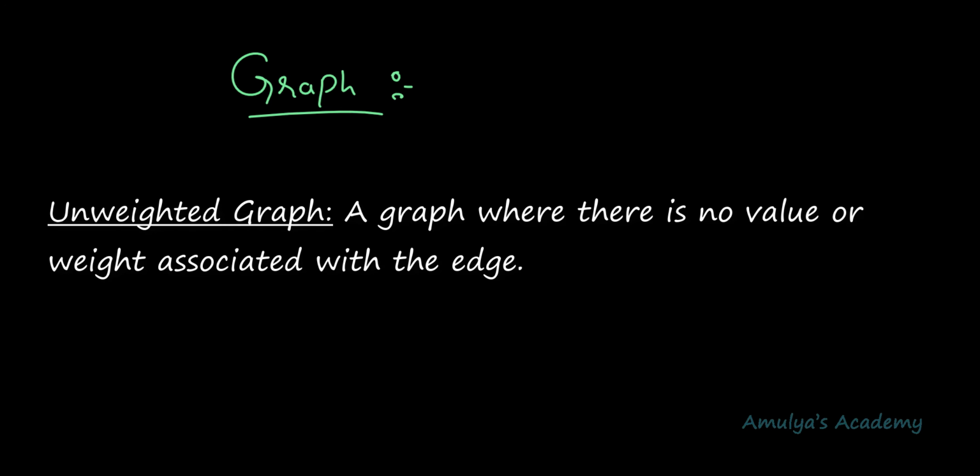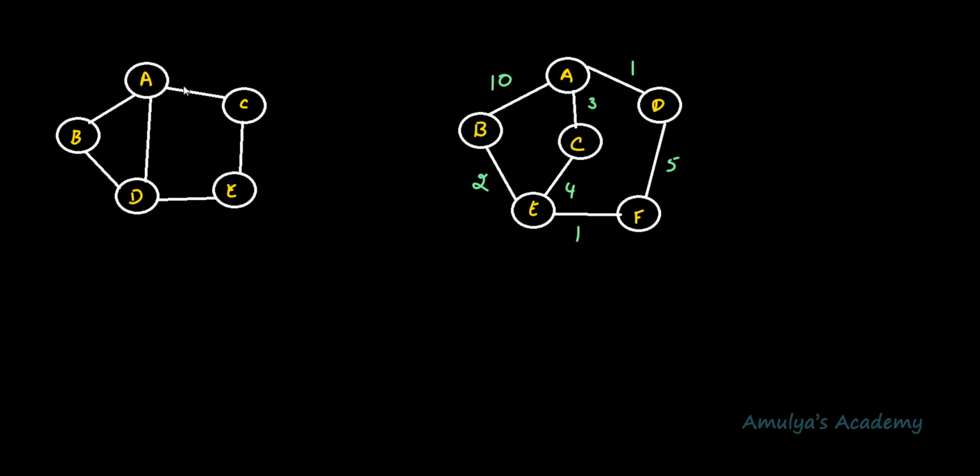So let's see an example. In this graph, edges don't have any value. So this is an unweighted graph. Also this is an undirected graph. But here we can see in this graph, we can see value on edge. Each edge has its own value. It is the cost or weight of the edge. So this is a weighted graph.